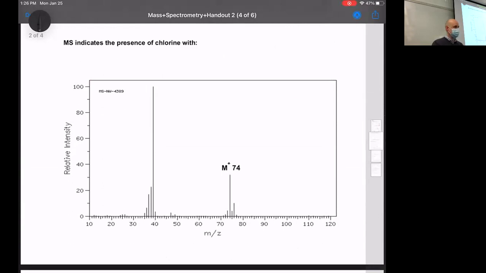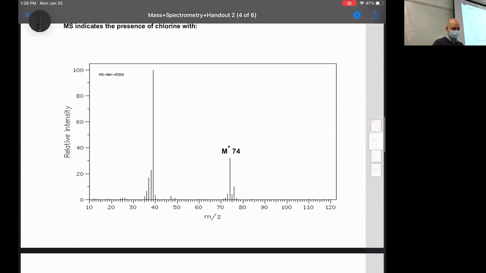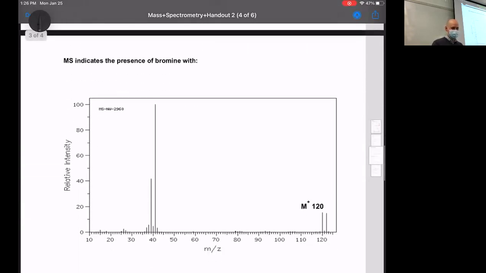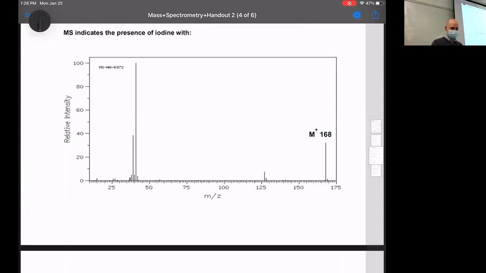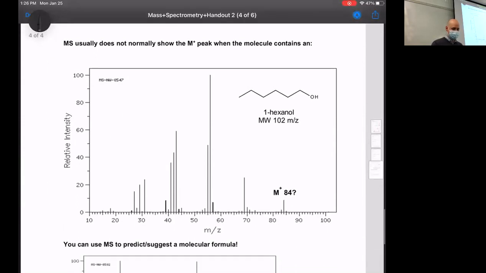This thing doesn't have any nitrogen. Its mass is 74. This thing doesn't have any nitrogen. Its mass is 120. This thing doesn't have any nitrogen. Its mass is 168. This thing doesn't have any nitrogen. Its mass is 102, but it looked like 84. What do all those numbers have in common? They're all even.